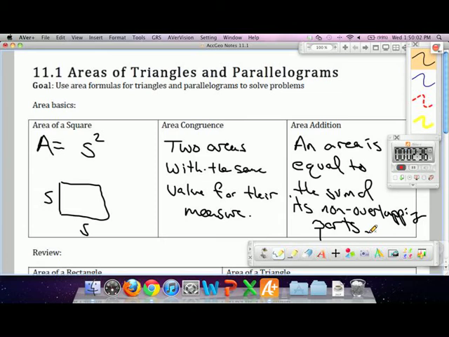Take all the parts that don't overlap, that just fill the area, you add those little parts together, you get the area itself. So that's the area addition postulate. Kind of those three basic properties of area that we're building from. From these we have some review formulas for common shapes that we've seen in the past.